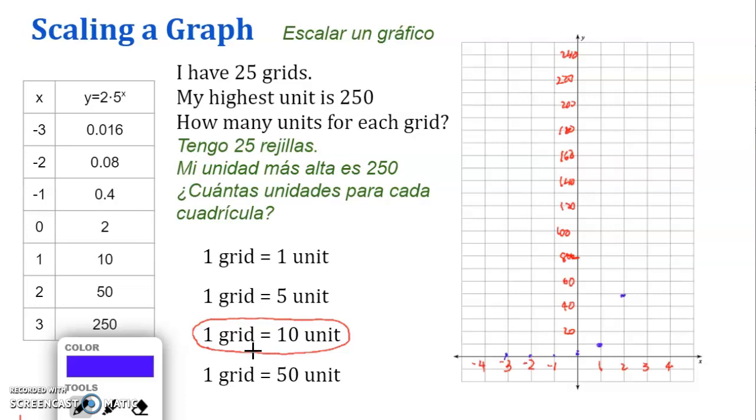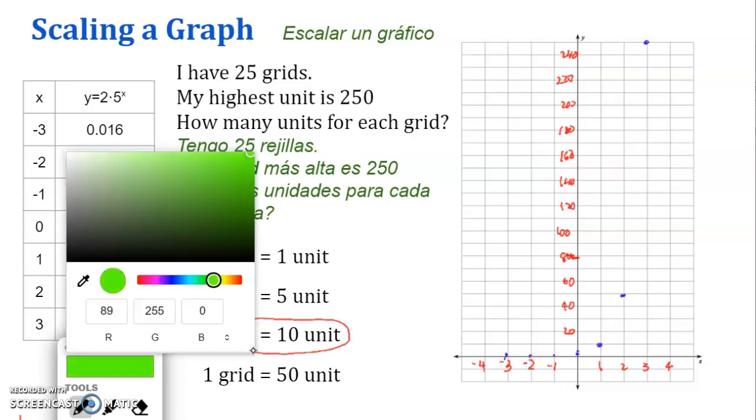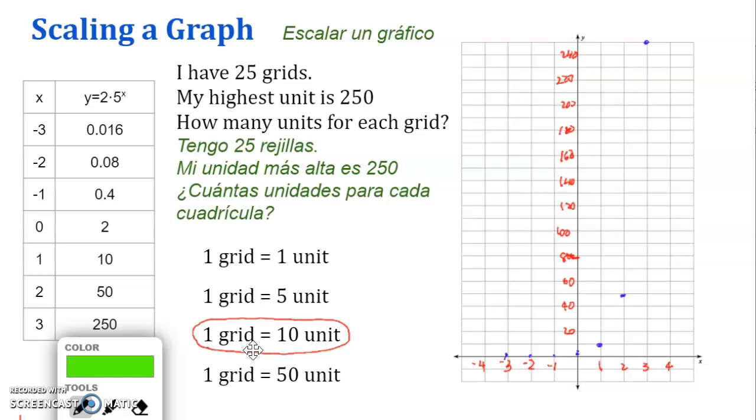When x is equal to 3, it is 250. 250 is way up there. Okay, so I have just plotted them. Now I can connect the points and draw my exponential function that looks like this.